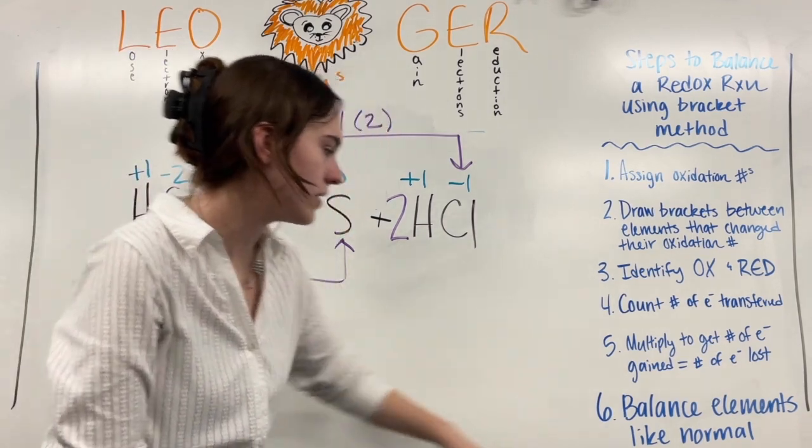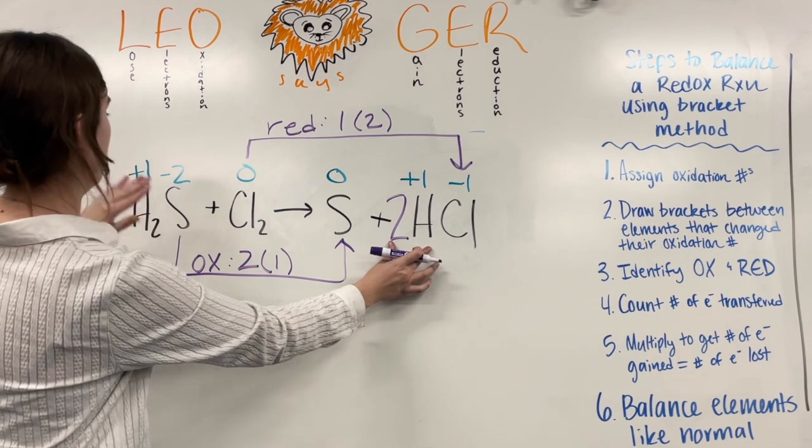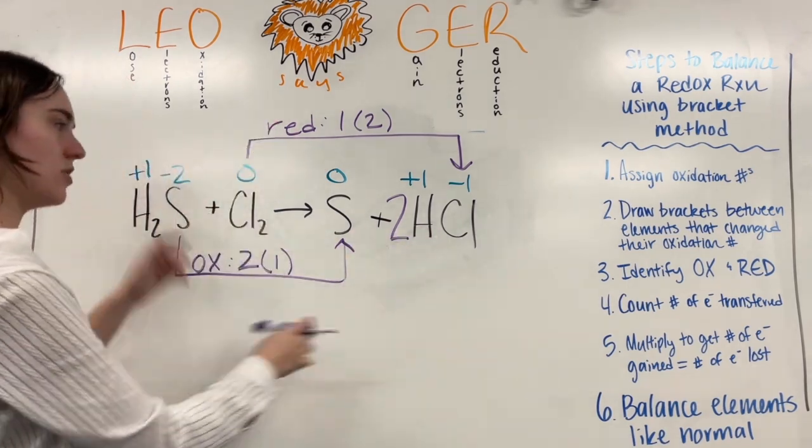Finally, we have to balance elements like normal. So double check that everything's balanced. So 2, 2, 1, 1, 2, 2. We're good. So that would actually be 100%.